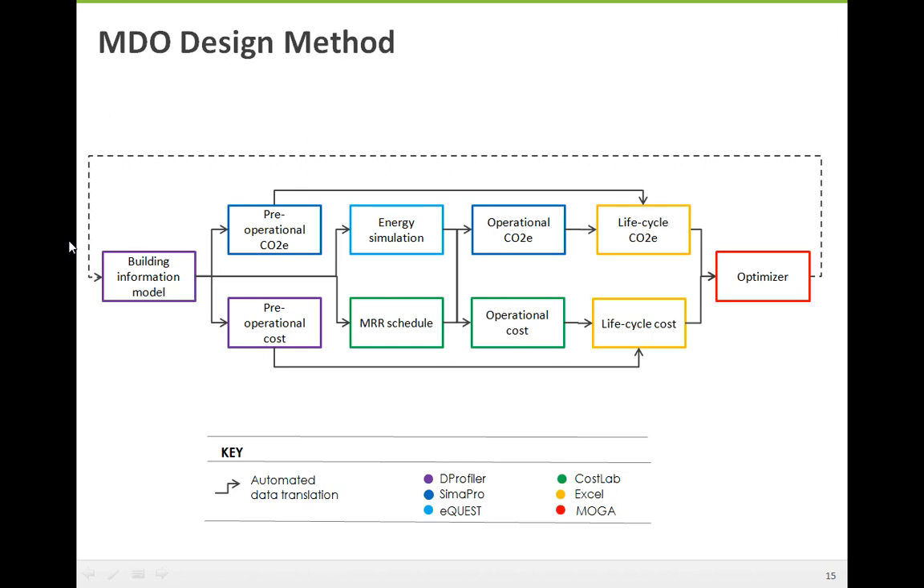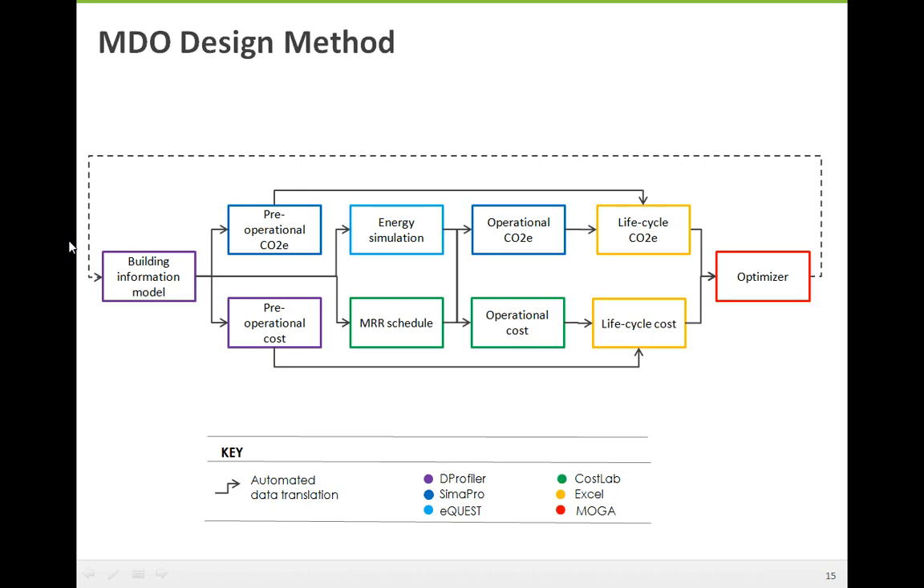We used a tool called SEMAPro, which took in the quantities from the deprofiler model and had information on the embodied carbon in all of those materials in order to calculate the embodied carbon portion of the carbon footprint. We used eQuest for energy simulation. There's a link from deprofiler directly to eQuest so that you can run this type of simulation in your models. So we didn't need to create that link; it already existed.